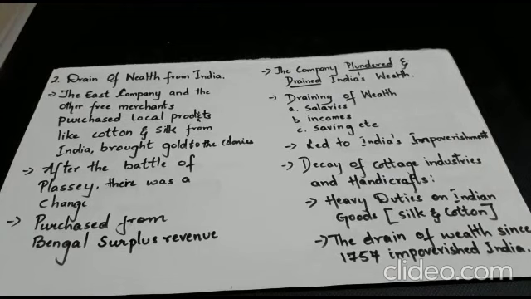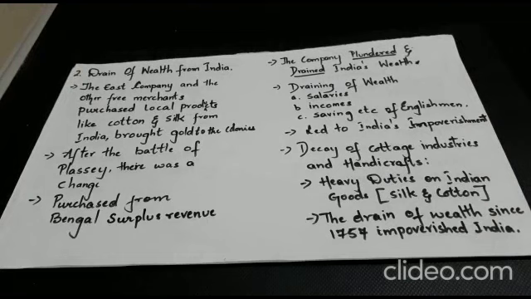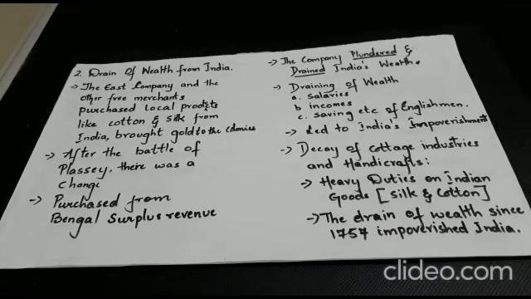The second reason is the draining of wealth by the British, and we shall now see how it affected the Indian economy. What happens when a country's wealth is drained? Ultimately, the economy goes down, as we are facing a situation in the present days. Well, the second point is the drain of wealth from India. The East India Company and the other free merchants always brought gold to the colonies like India for the purchase of local products like cotton and silk.